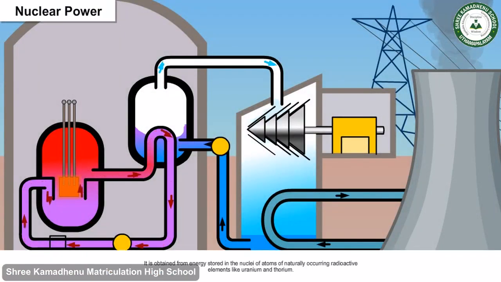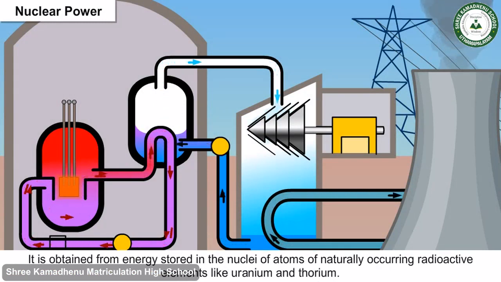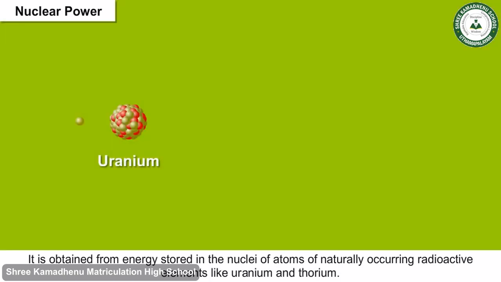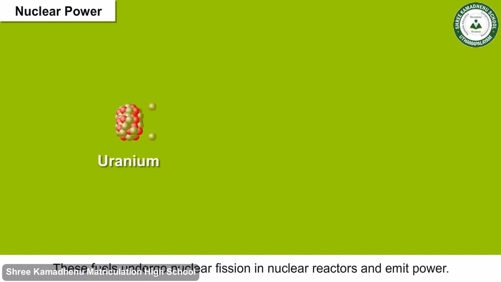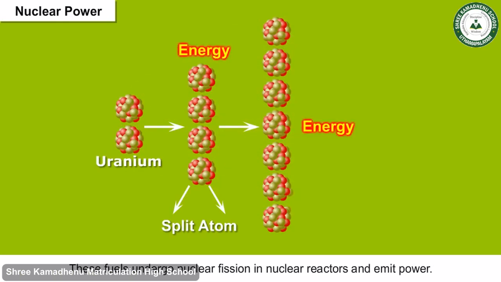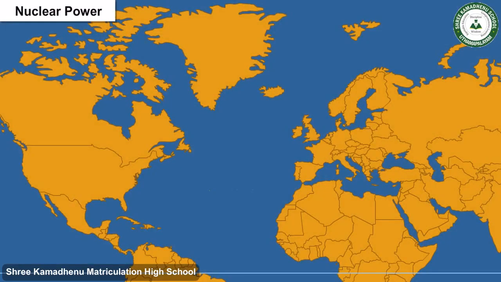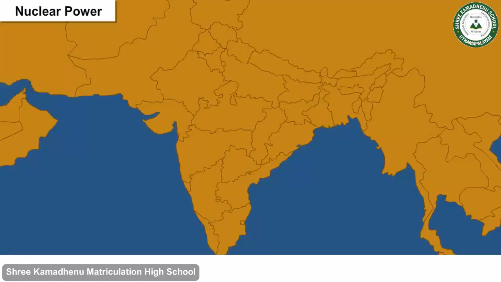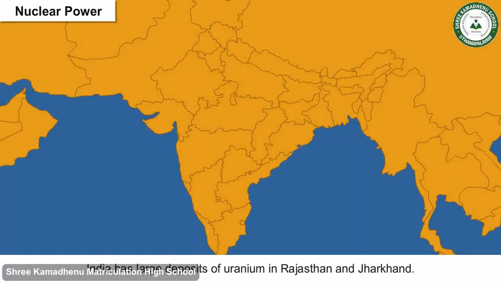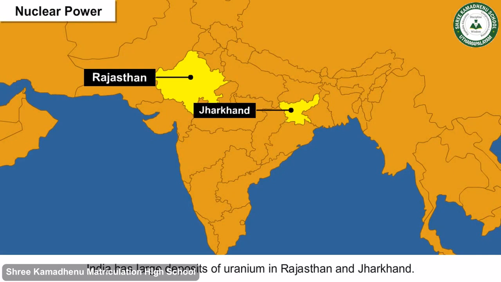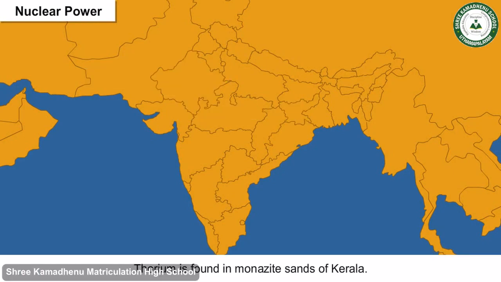Nuclear power. It is obtained from energy stored in the nuclei of atoms of naturally occurring radioactive elements like uranium and thorium. These fuels undergo nuclear fission in nuclear reactors and emit power. Greatest producers of nuclear power are USA and Europe. India has large deposits of uranium in Rajasthan and Jharkhand. Thorium is found in monazite sands of Kerala.